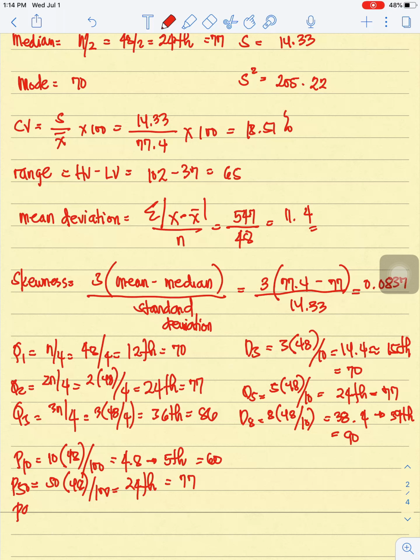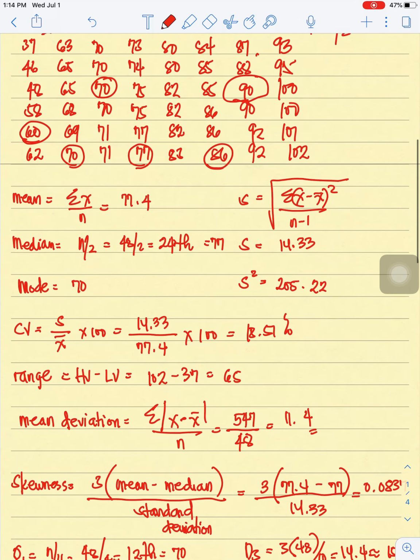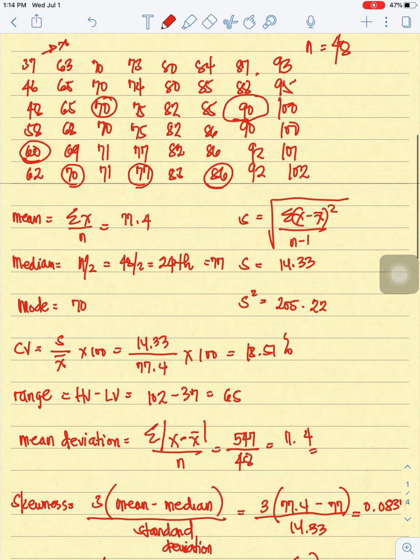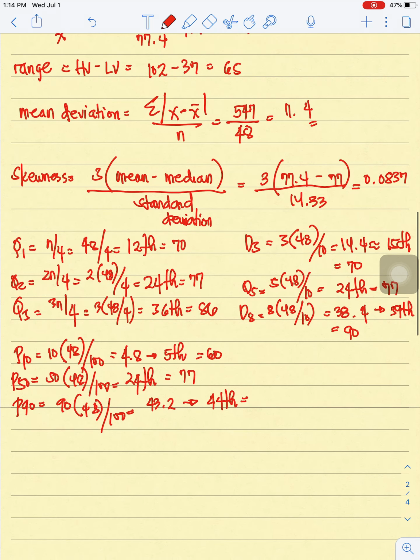What about P90? That is 90 times 48 divided by 100. That is 43.2, or we round it up, it will be 44th place. What is our 44th place? We have there 95. Then we now have our quantiles. We can now compute for the kurtosis.